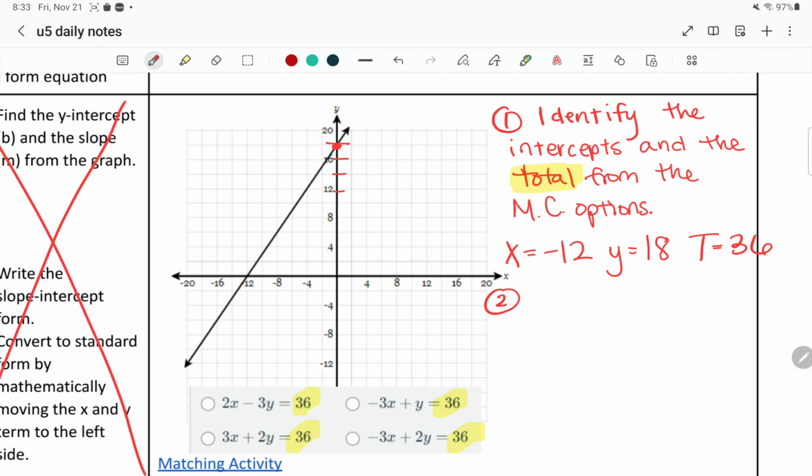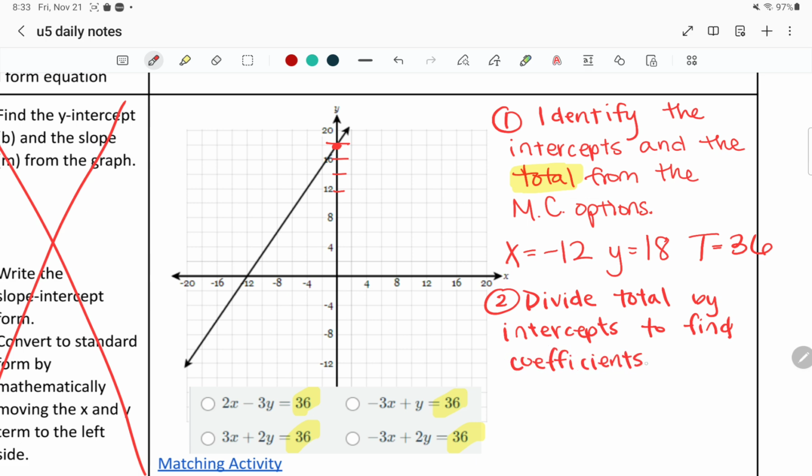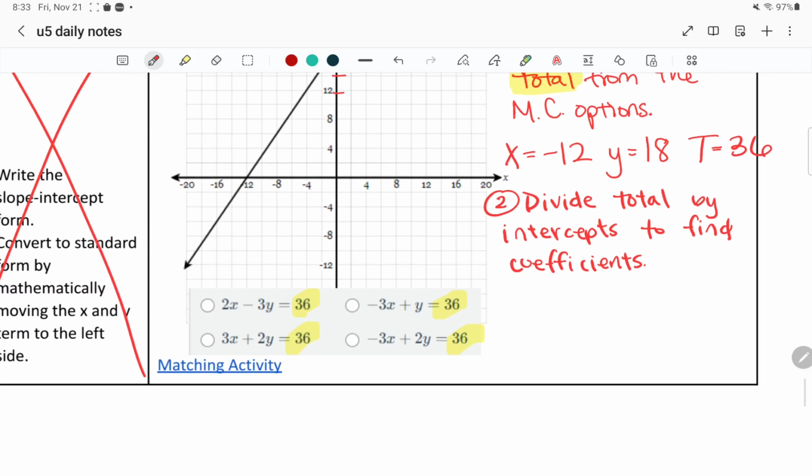So step 2 is going to be divide total by intercepts to find coefficients. So it should follow in your brain that if I want to find the x coefficient, I should use the x-intercept. So let's find the x coefficient first.